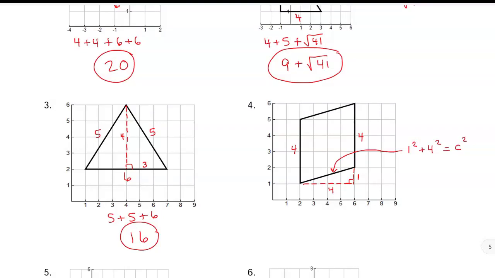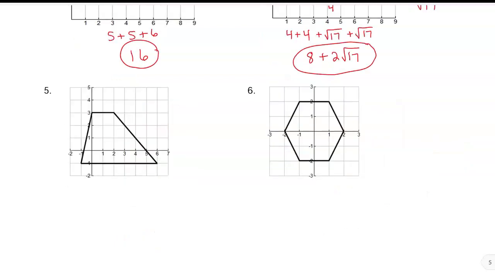So the 1 squared plus 4 squared is 17. That means c is the square root of 17. So if this is the square root of 17, this is the same length up here. So that's the square root of 17. So I'm going to add the real numbers together, and then I'm going to add the irrational numbers together. I'll get 8 plus 2 root 17.